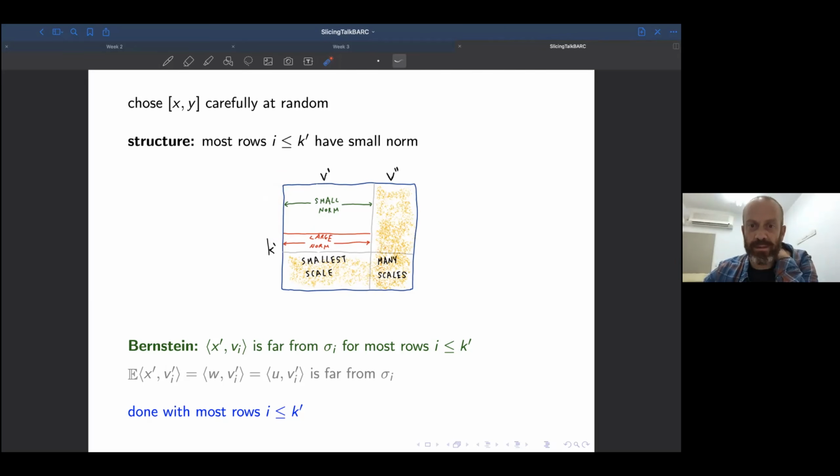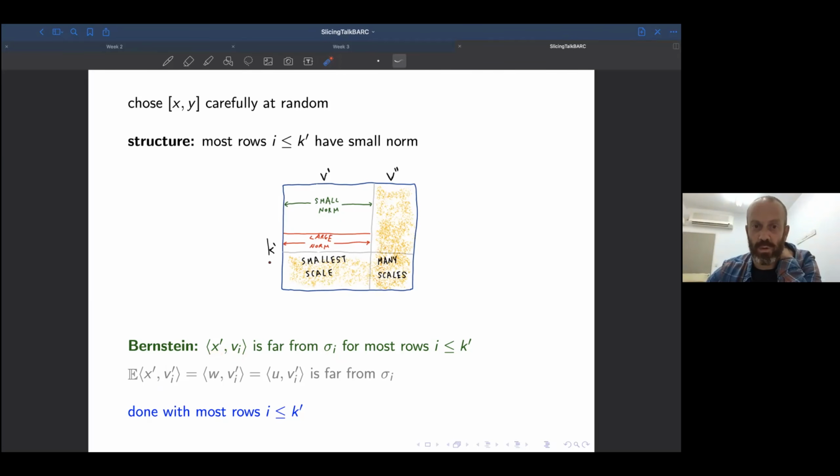Now, if the norm is small, then this random variable is very close to its expectation. So x prime times vi is very close to its expectation. And the expectation is large. It's very far from sigma I. This is something we know. This is how it shows the distribution of x prime. So you're saying now that small norm will give us concentration? Yes, if we have a small norm, then we get concentration.